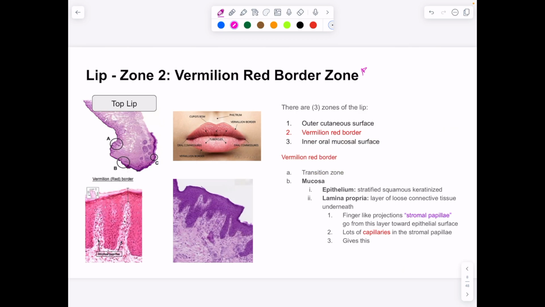So then we have the vermilion red border, which is, as we said, this portion of the lips. As we said, it's a transition zone. The epithelium is stratified squamous keratinized, which you can see here.